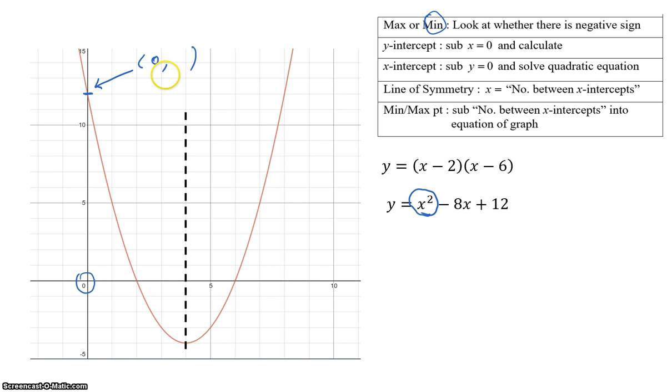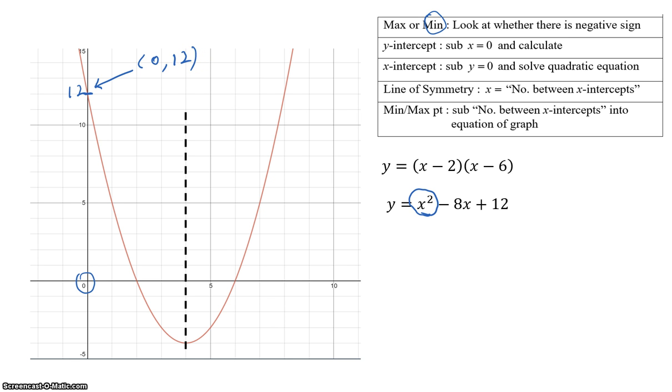So if I sub x equals 0, this becomes 0, this becomes 0, we end up with negative 2 times negative 6, which is just 12. So this is actually 12. That's how you find a y-intercept.